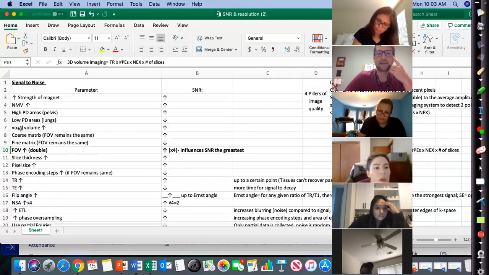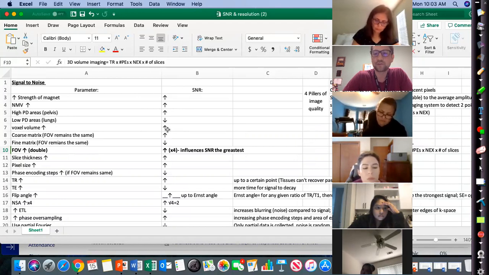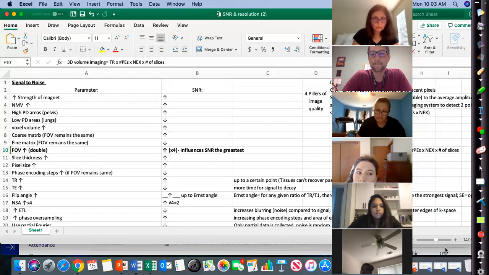All right. If our voxel volume increases, our signal increases. What's the rationale behind that? There's more protons in the area. Perfect. Simple as that. There's now more available hydrogen protons to excite.